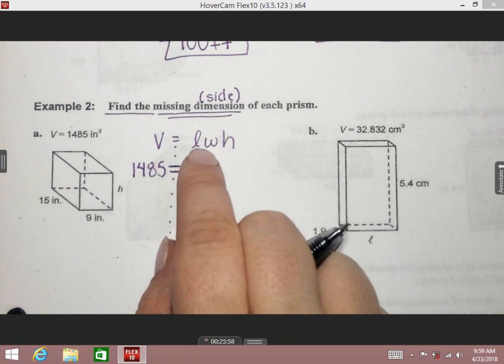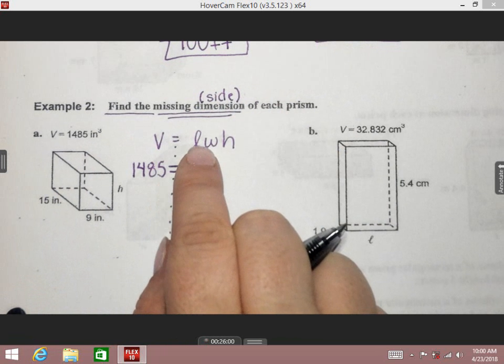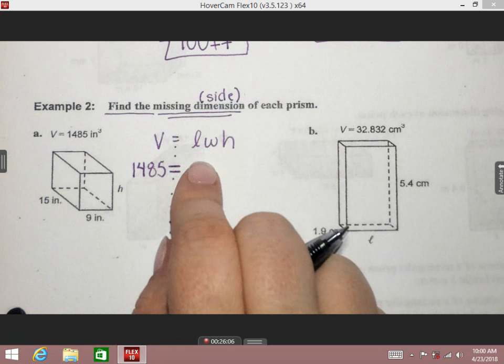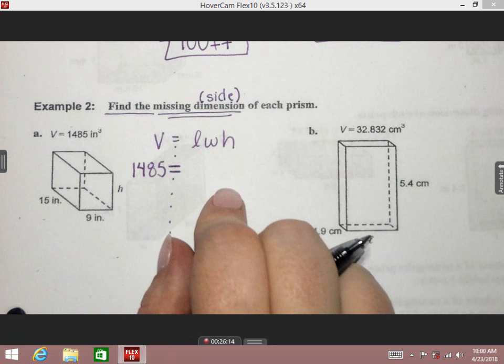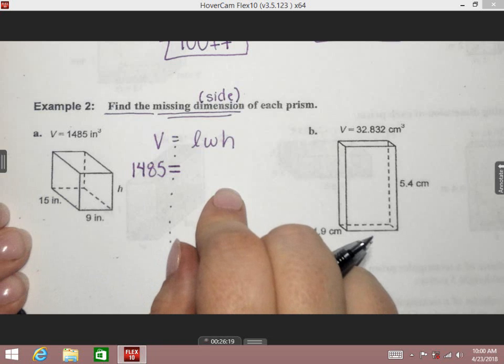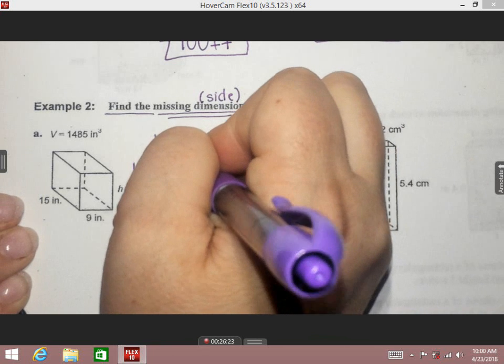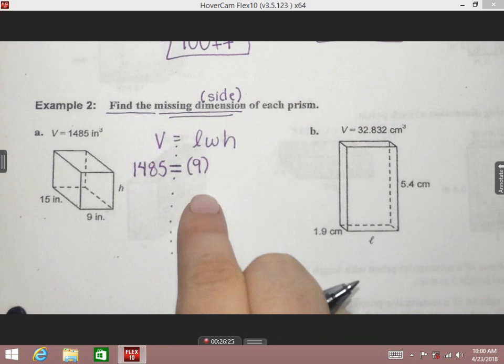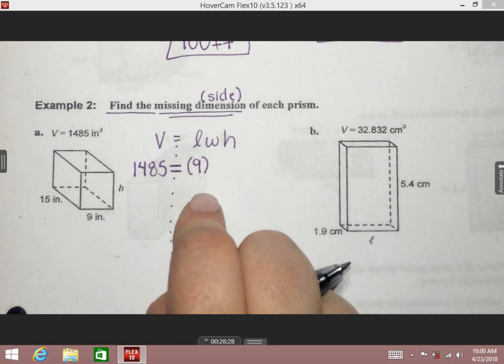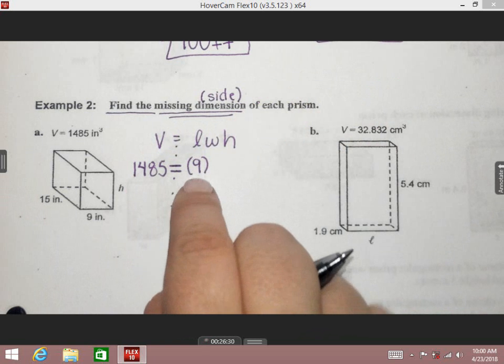Okay? My next letter says L. Does anyone know what a good measurement for L would be? What do you think, Peyton? We can use 9. So underneath the L in the parentheses, I'm putting 9 because I'm putting a number, so I need to put parentheses around it so it stays separate. Okay, so I put 9 as my length.